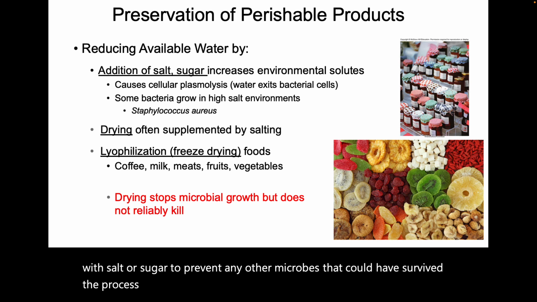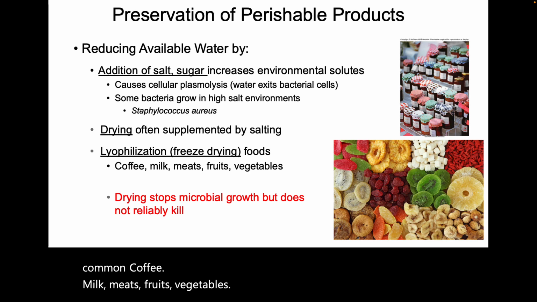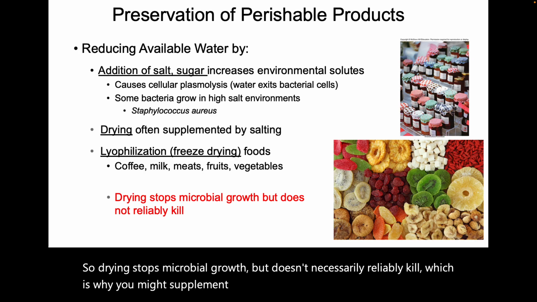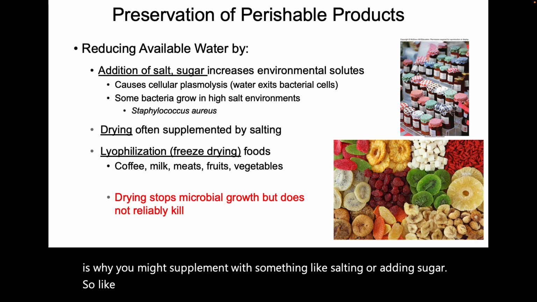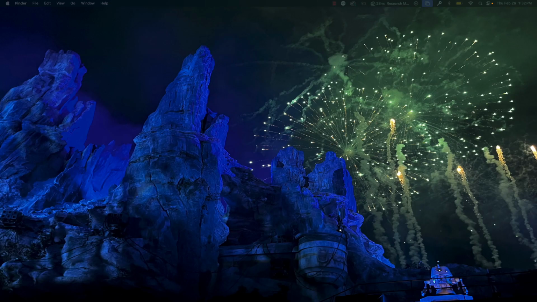And then, of course, freeze drying can be pretty common. Coffee, milk, meats, fruits, vegetables. So drying stops microbial growth but doesn't necessarily reliably kill, which is why you might supplement with something like salting or adding sugar. So those dried fruits will usually have sugar added. Your dried meats will have salt added as an extra prevention of microbial growth. But later in the semester, we'll talk more about food microbiology and how we can control microbial growth in food, as well as how we use microbes to make food.